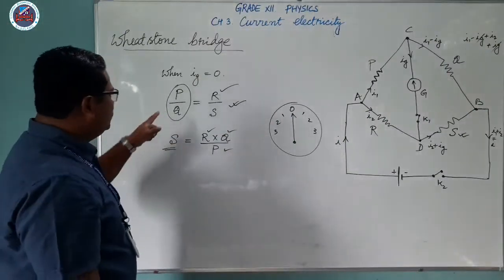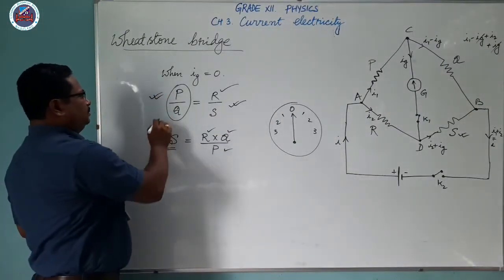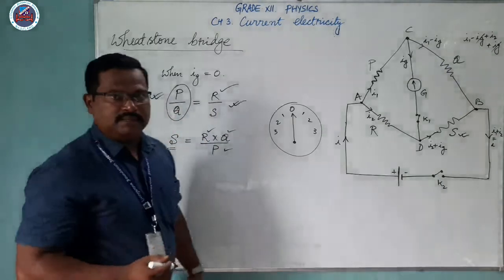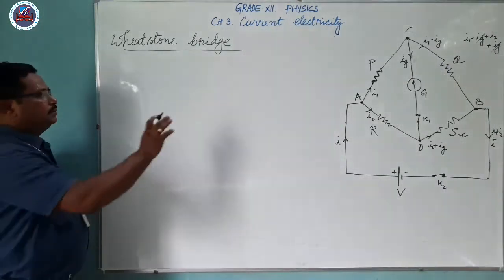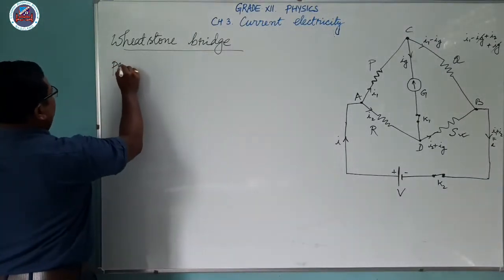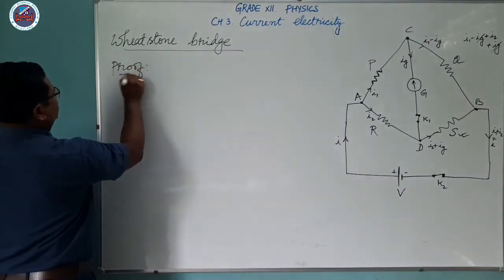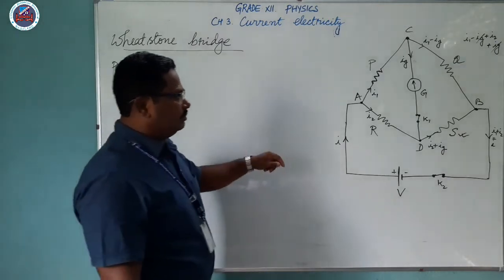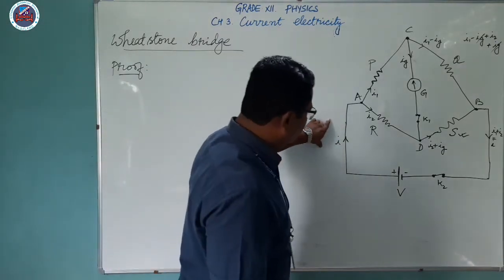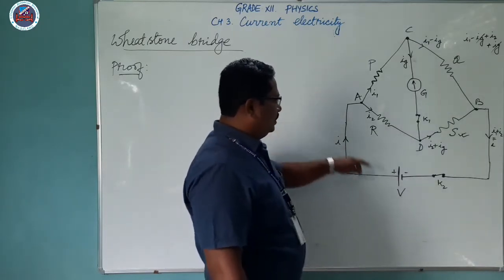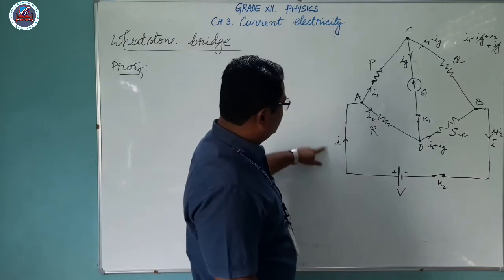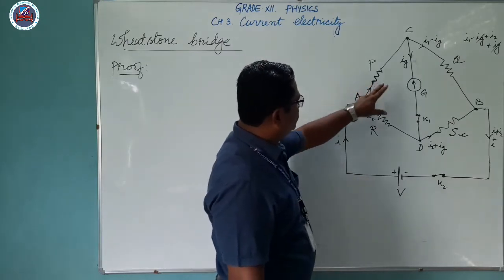Now let us prove this and see how we get this ratio P by Q equal to R by S. Let us prove the balance condition of Wheatstone bridge. To prove it, you assume that current I is flowing through the cell in this direction from left to right.